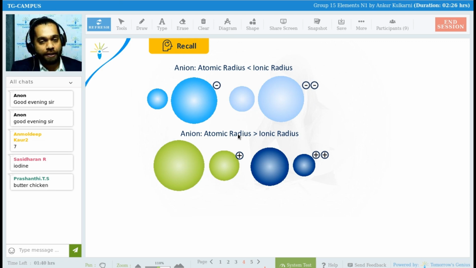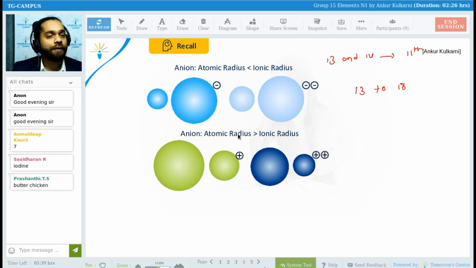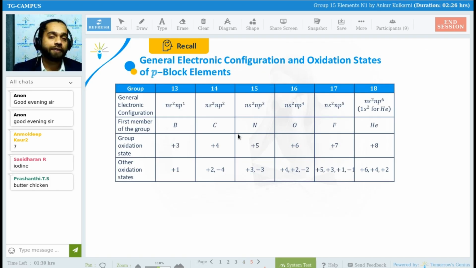Okay, so group 13, group 14, group 15, 13 to 18, everyone knows it is the periodic table. But 13 and 14 are there in the 11th standard, correct? So we are going to start with the group 15 elements. As I told you, they are also called by the name of their first member. For example, boron is the first element of group 13, so it is also called the boron group. It is also called the carbon group. It is also called the nitrogen group. Correct?